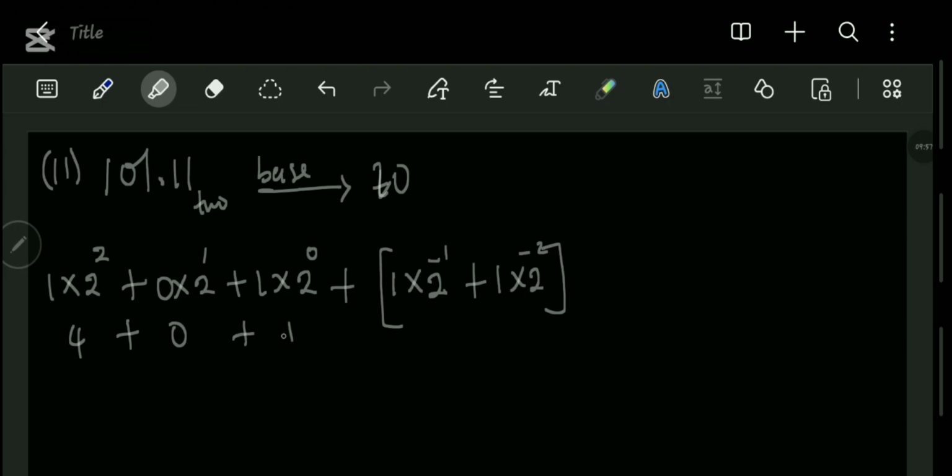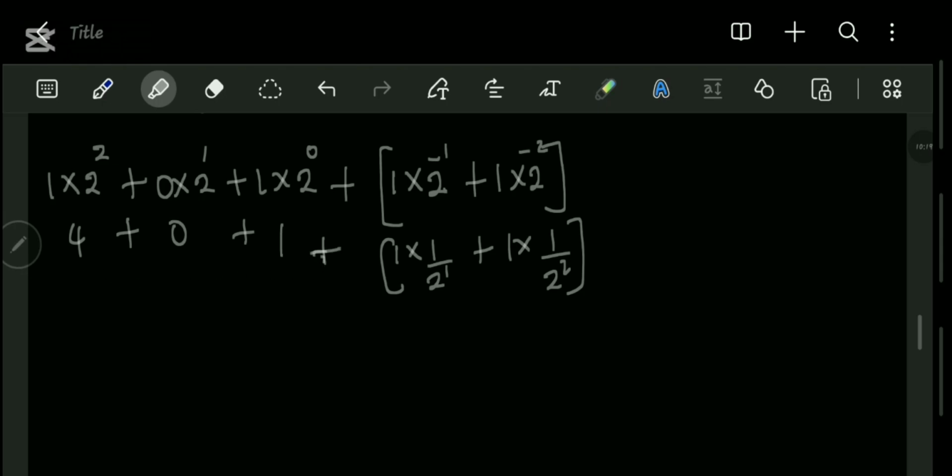And then you open the bracket, you have 1 multiplied by the inverse of 2 raised to 1 plus you have 1 multiplied by the inverse of 2 raised to 2. So if you add the numbers at the front of the point here, you have 5 plus these numbers here. If you simplify, you have 1 over 2 plus 1 over 4, right?